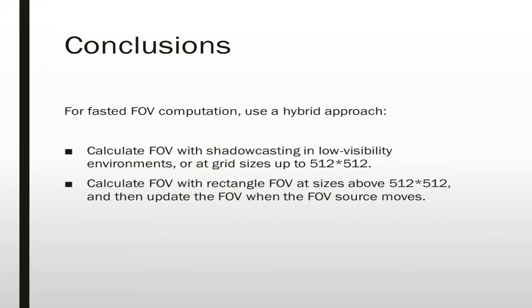So for fastest field division computation, we recommend using a hybrid approach. If an algorithm has low visibility or a smaller grid size, calculate with recursive shadowcasting. However, if an environment is more open and has a medium to large grid size, calculate FOV with rectangle FOV first, and then update that FOV as the field division source moves.